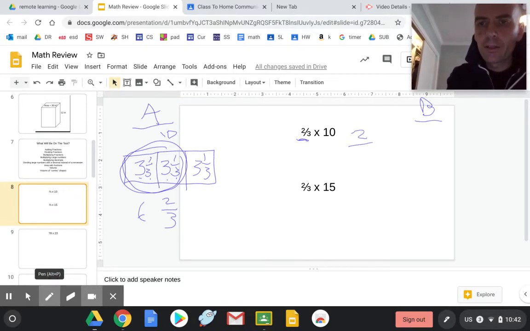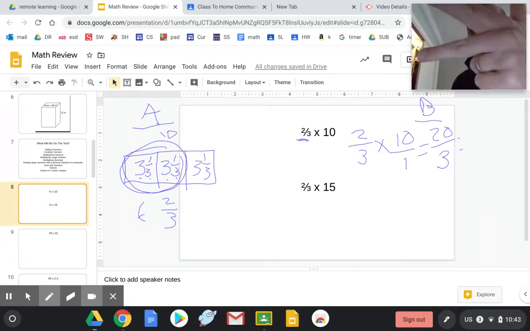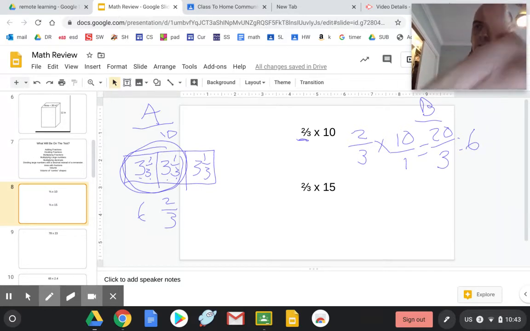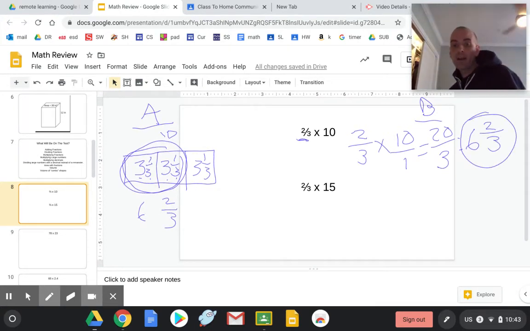You can go 2/3 times 10 over 1. 2 times 10 is 20. 3 times 1 is 3. But we cannot leave it like that. That will not be correct. How many times does 3 go into 20? 3, 6, 9, 12, 15, 18, 21. Nope, not the 7th time. 6 times. If it lands on 18, that means 19, 20. 2 are left over, so 6 and 2/3. Bingo, both ways come out the same.